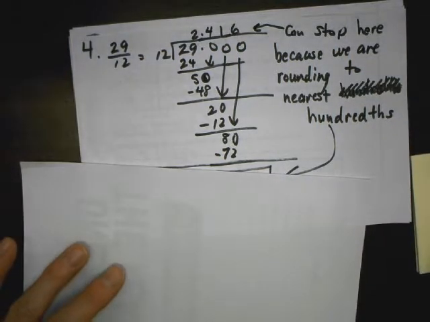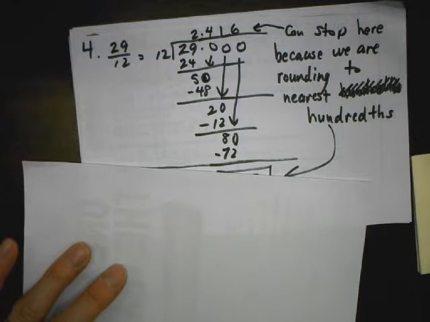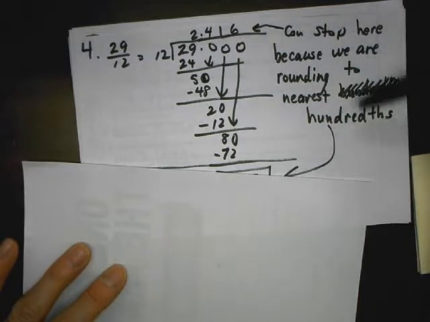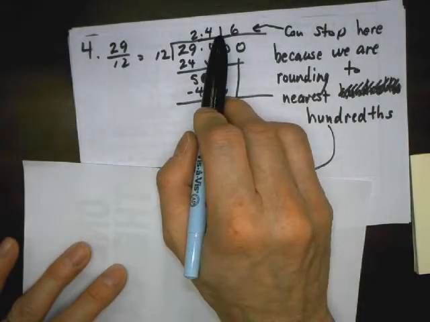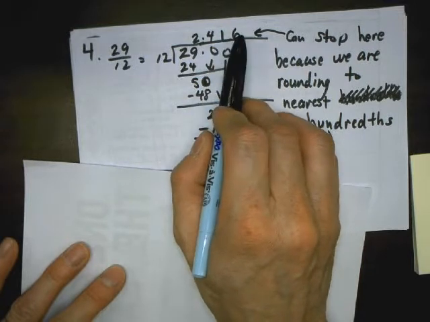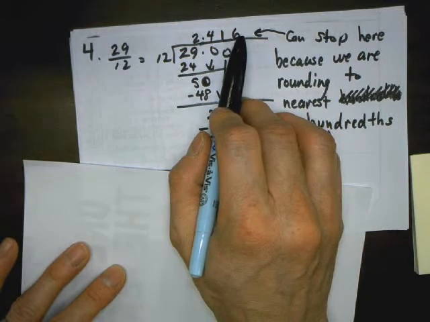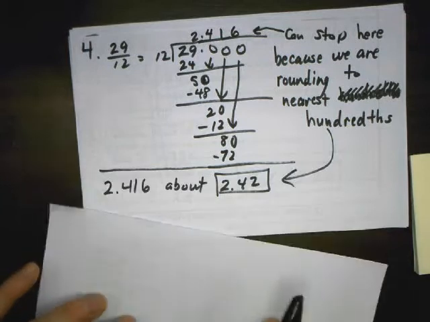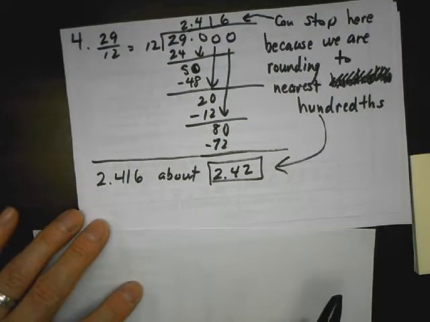But we can stop right there. We can actually stop because we're going to round to the nearest hundredth. So I have 2 decimal spaces, but I need 3 if I'm going to round to 2 decimal spaces. So I have enough to say that's about 2.42, okay?